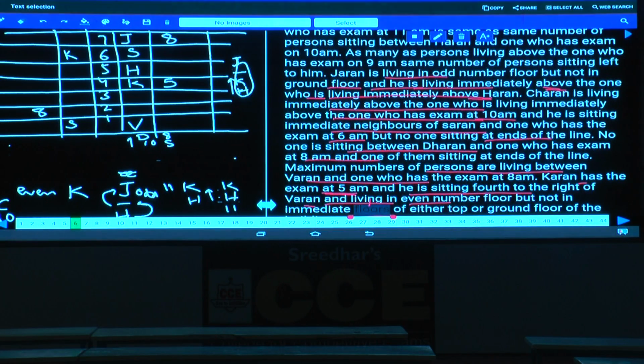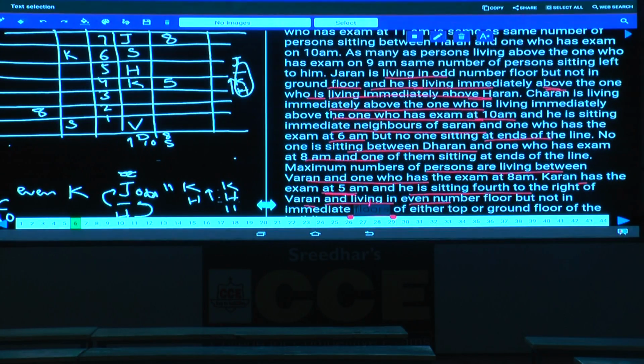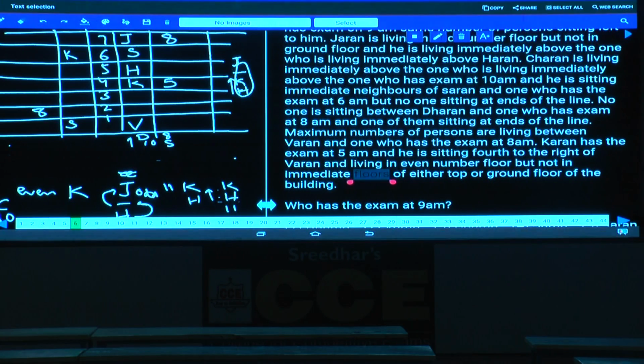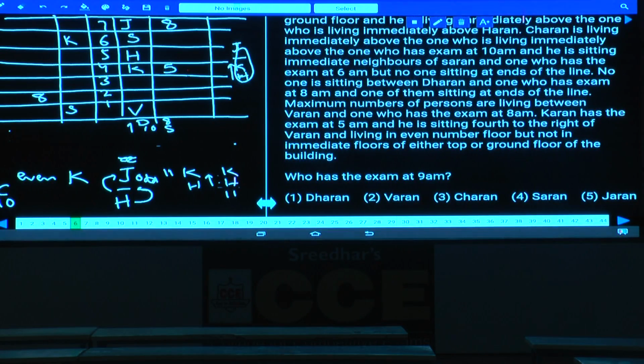Now where is this Karan living? Now maximum number of persons are living between Varan and the one who has the exam at 8 a.m. Karan has the exam at 5 a.m. and he is seated fourth to the right of Varan, and Karan is living on an even number floor but not in the immediate floors of either top or ground floor of the building, isn't it?